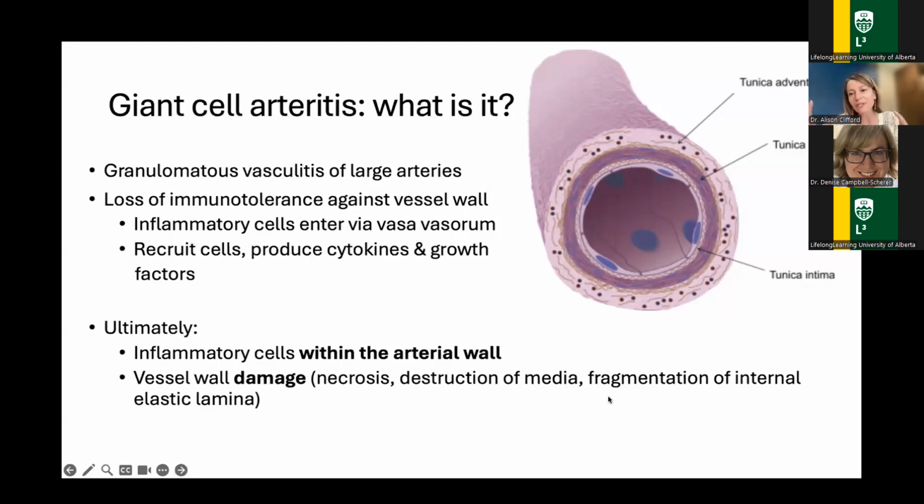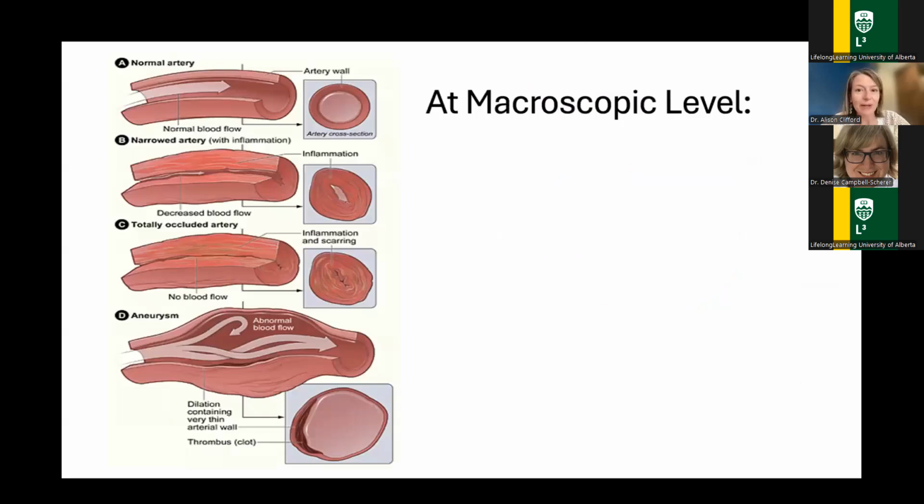Ultimately, what we see on the biopsy is inflammatory cells inside that blood vessel wall and a lot of vascular damage. So necrosis, destruction of the media, and fragmentation of the internal elastic lamina would all be words that we tend to see on the biopsies.